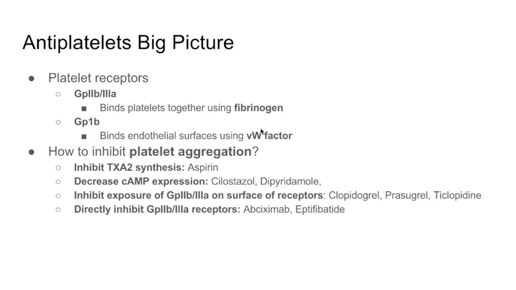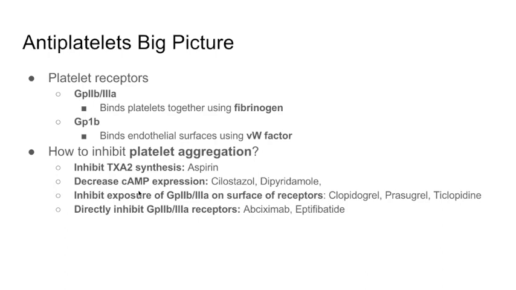Now, for these platelets to clot, they have to aggregate together. Now, how do they aggregate together? So the first thing that helps them aggregate is thromboxane A2, which is a molecule that's secreted by the platelets in response to the COX enzyme. So first thing that we can do is that we can inhibit thromboxane A2 synthesis using aspirin.